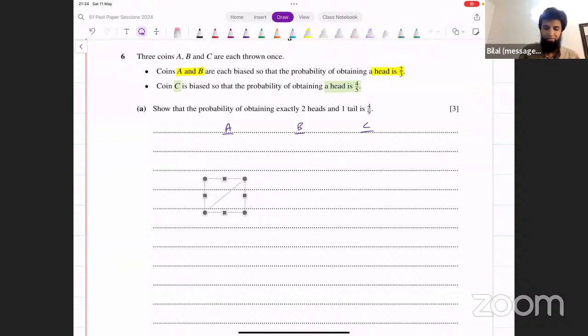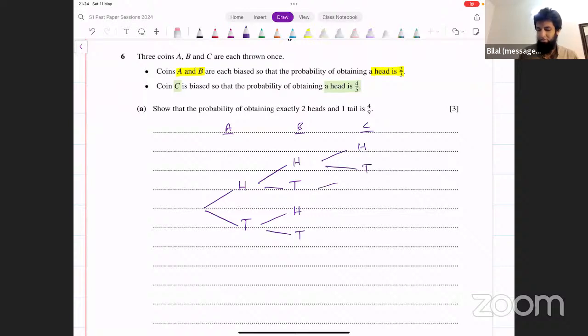So we have A. It could either give you heads or tails. And then B could either be heads or tails. And then here, again, you could have heads, tails, heads, tails, heads, tails, and heads, tails. Right? These are the cases that you've got. There are 8 possible outcomes in total. You can see them here, 8 possible outcomes.